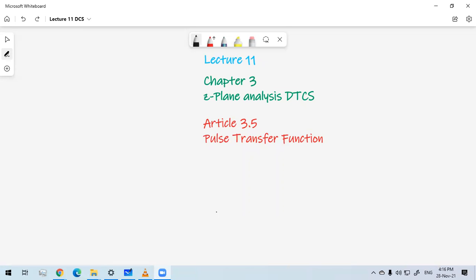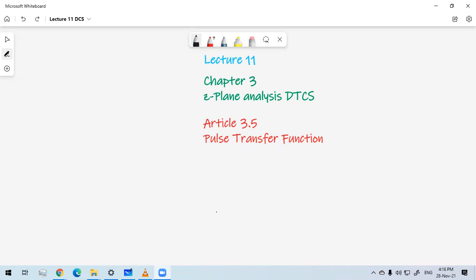Assalamu alaikum. This is lecture 11 on digital control system. We're discussing chapter 3, Z-plane analysis of discrete time control systems. This is the second class on article 3.5, pulse transfer function.